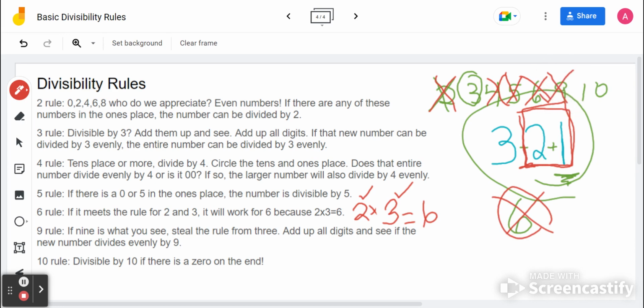And then the rule for 10 is divisible by 10 if there's a 0 at the end. So if there is a 0 at the end in the ones place, it can be divided by 10 evenly. And that is not the case here.